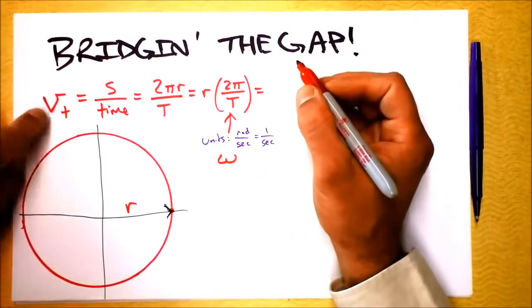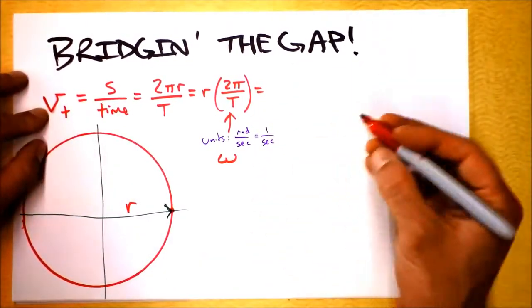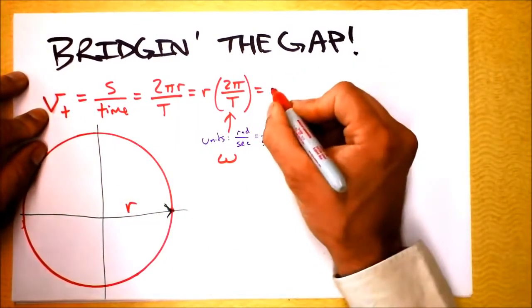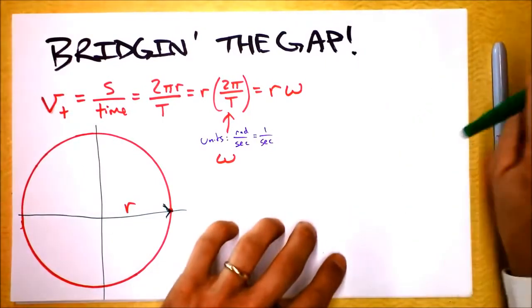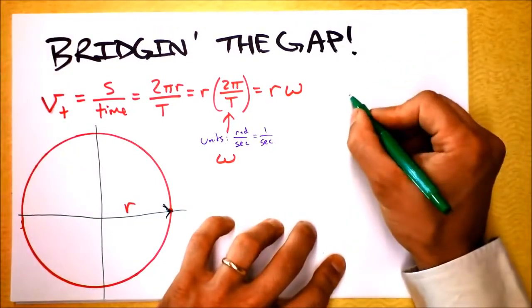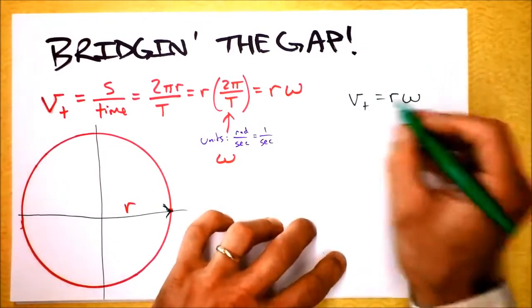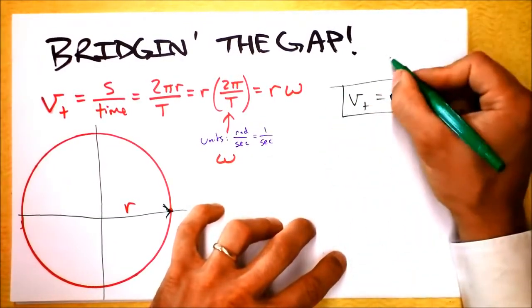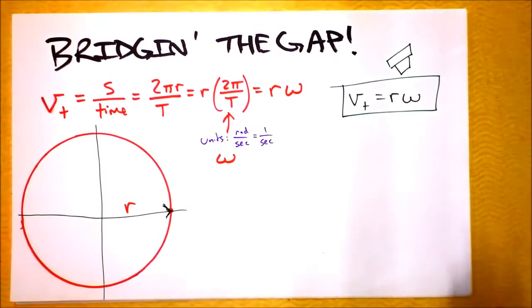So we can now write down perhaps the most important equation from circular motion, that tangential speed is r times omega. And it's so good that I'm going to put it into a box. Watch this. Tangential speed is r times angular velocity. A box and a flower pot. That is a good equation right there.